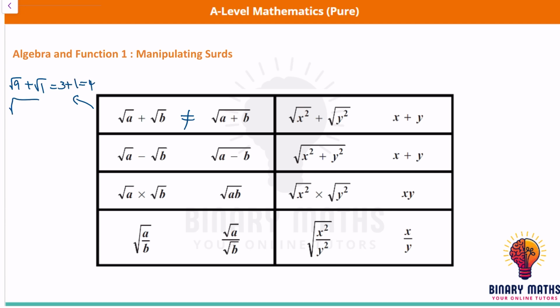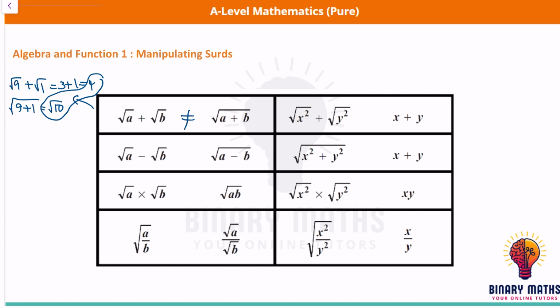But if I square root 9 plus 1, I get square root of 10. Do you see how these values are not the same? So here's an example where it doesn't work out. This is a counterexample, so this statement is not always true. Please do not simplify using this rule because it will not work out.